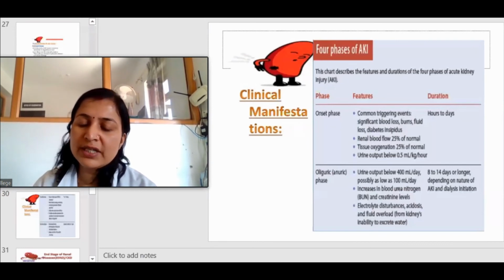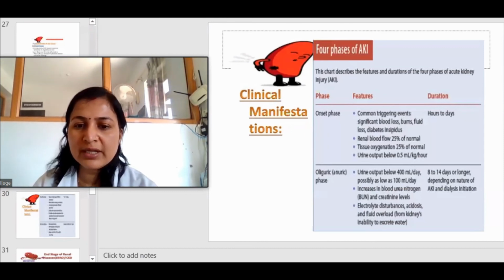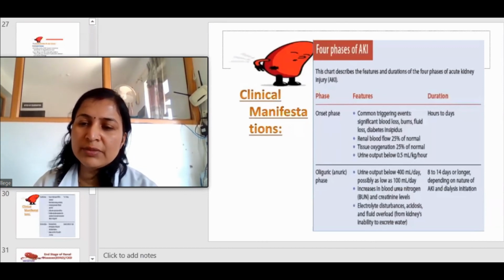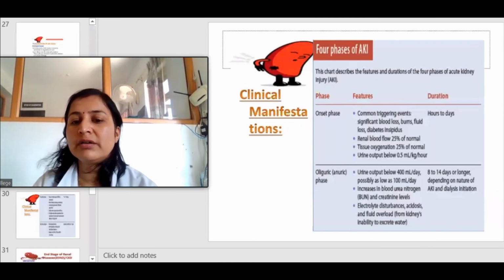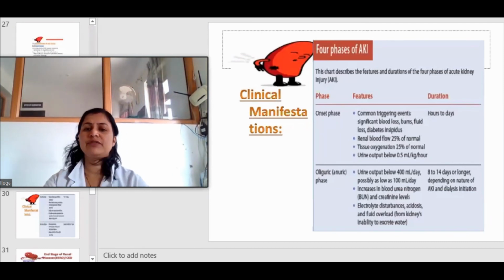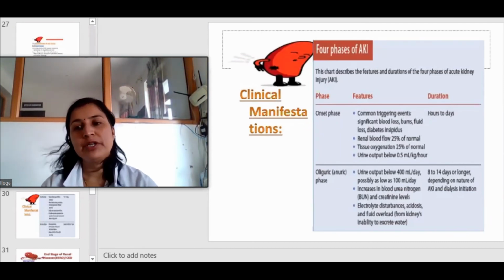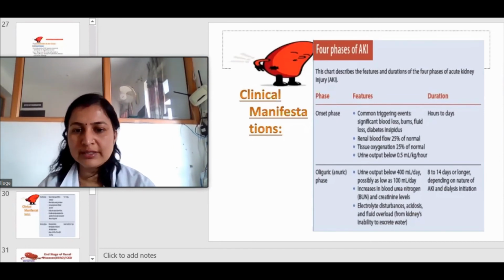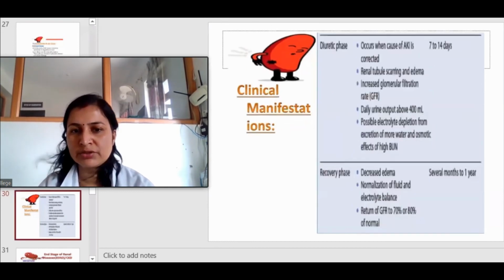In the oliguric phase, which occurs over 1 or 2 weeks, there is oliguria, meaning the urine output is less than 400 ml. If it is less than 100 ml, it goes into anuria. So the oliguric event will occur, and that will lead to a buildup of blood urea nitrogen and creatinine. Electrolyte disturbance will also occur, which can be metabolic acidosis.